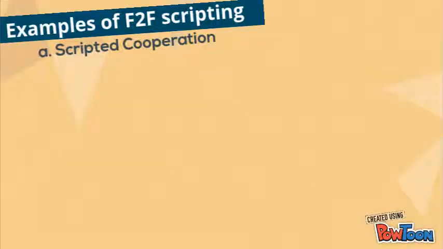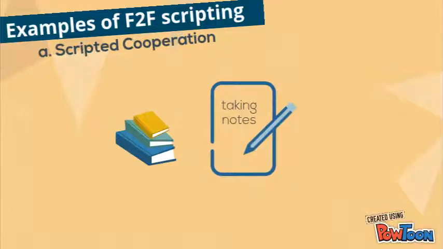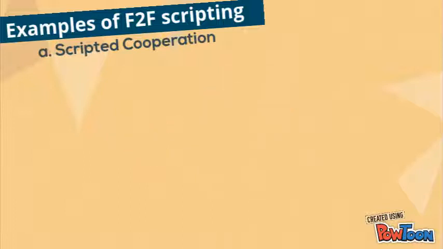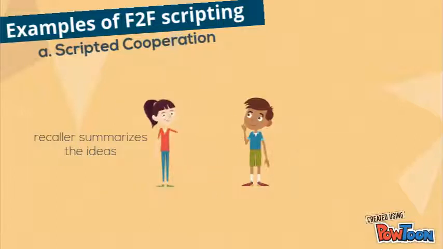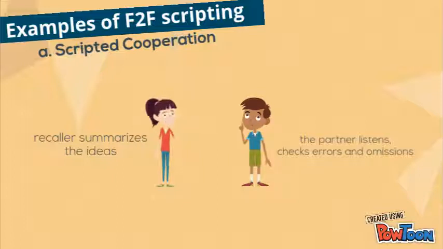For instance, first, both partners read material or listen to a lecture and take notes. Then the one acting as a recaller summarizes the main idea of the material orally, while the partner listens and checks for errors and omissions. When the recaller has finished summarizing, the listener provides feedback on errors, distortions, and material omitted.